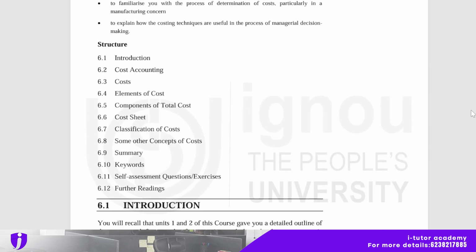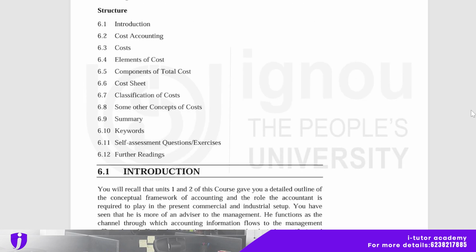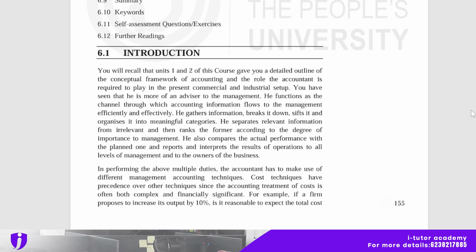And the structure of this unit is: there is an introduction, cost accounting, cost, elements of cost and components of cost, total cost and cost sheet, classification of cost, some other concepts of cost. A summary, keywords, self-assessment questions and exercises, and further reading materials are also there. So let's begin with the introduction part.